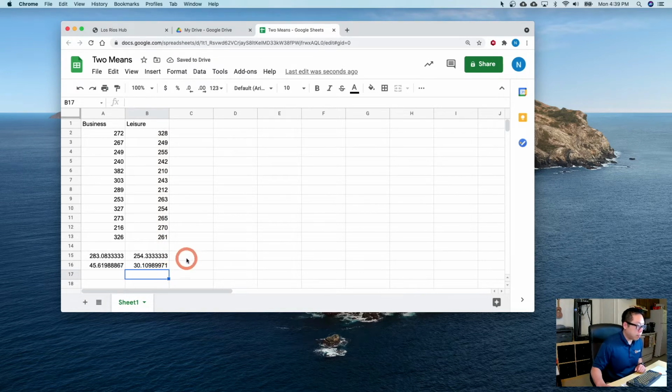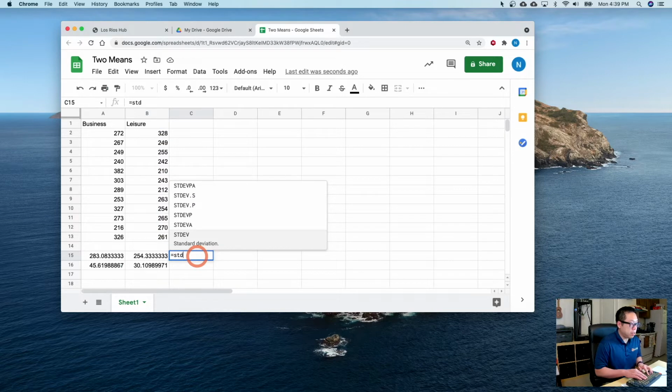Just to point out, when you type equals STDEV, you'll see other standard deviations. Don't worry about all the other ones. The one with the S is standard deviation for samples. The one with the P is standard deviation for population. We're talking about samples here, so we should be using the standard deviation with the S, which is the same thing as the default one that doesn't have the P or S. STDEV is the sample standard deviation. Okay, don't worry about all the other ones.